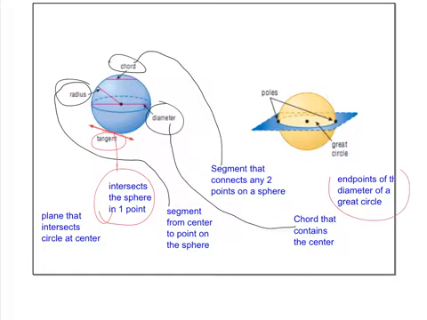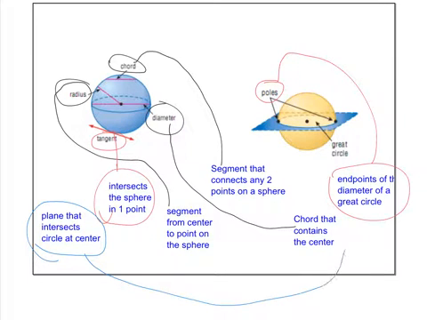And then the poles are considered the endpoints of the diameter of a great circle. So all that we have left is a plane that intersects the sphere at the center. That's going to be your great circle. Basically, the great circle is the biggest circle that can be made by trying to cut the sphere in half.